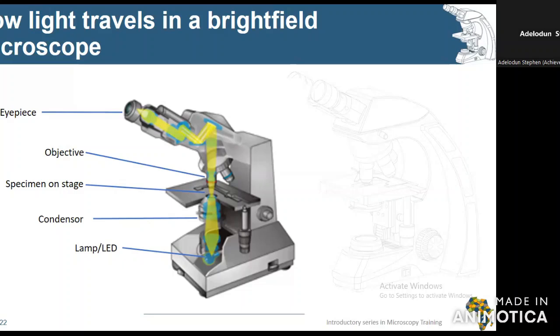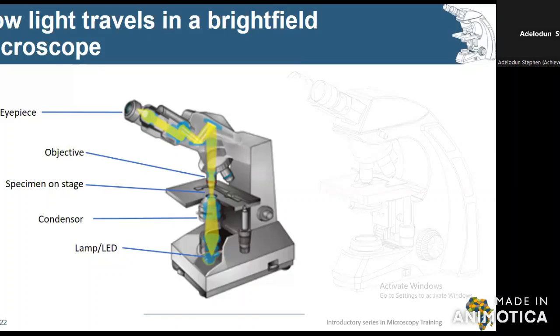Now, from the sample, the light that is transmitted enters into the objectives. Within the objective, there is magnification of this image, but not a complete magnification. So it goes on into the eyepiece, and it is at the level of the eyepiece that the final magnification of the image is established.